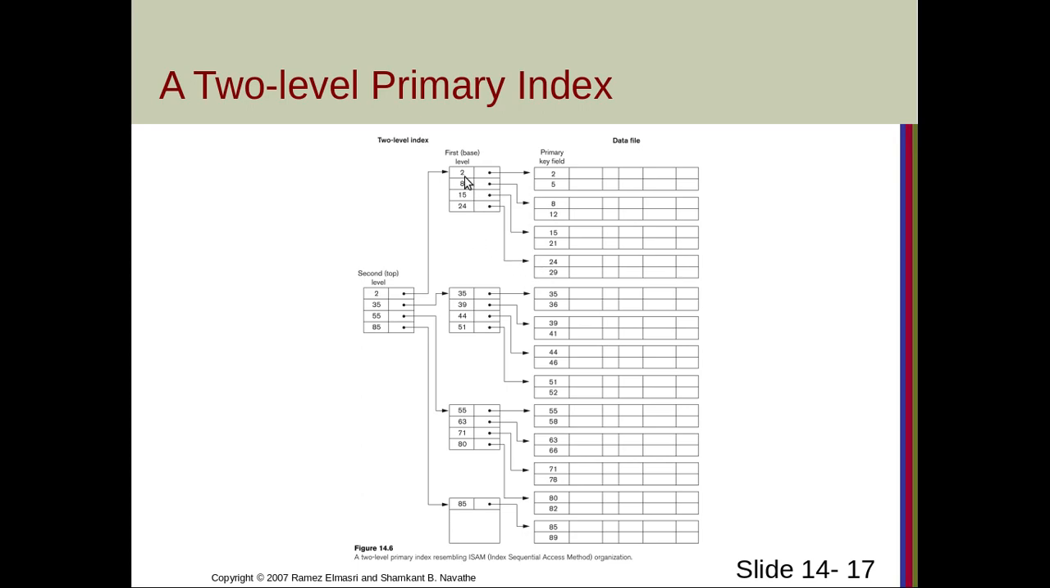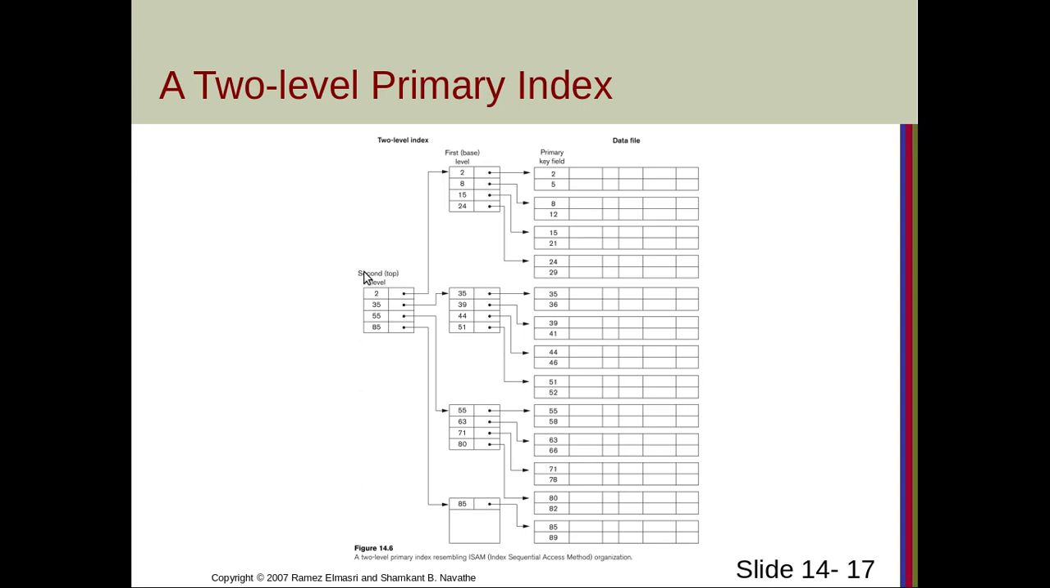That means in the first level you have 2, 8, 15 and 24, and that forms a separate block. The next block is 35, 39, 44 and 51. That means 35 to 38, 39 to 43, 44 to 50, then 51 to 54. Just like that. That is the first level index, and the index of that index is in the second level or top level.